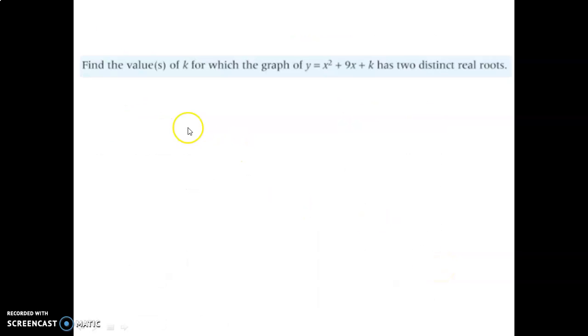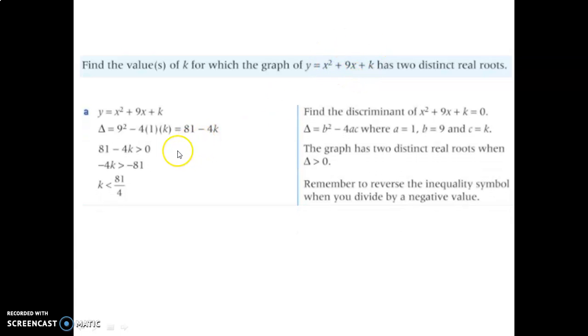Often you'll see problems like this to do with discriminants. It says find the values of k for which this graph has 2 distinct real roots. So 2 distinct means two separate solutions, right? So what is the value of k? What would go here so that this parabola will have 2 solutions? And we need to find that value by saying, well, if there's going to be 2 solutions, we know that the discriminant is going to be positive.